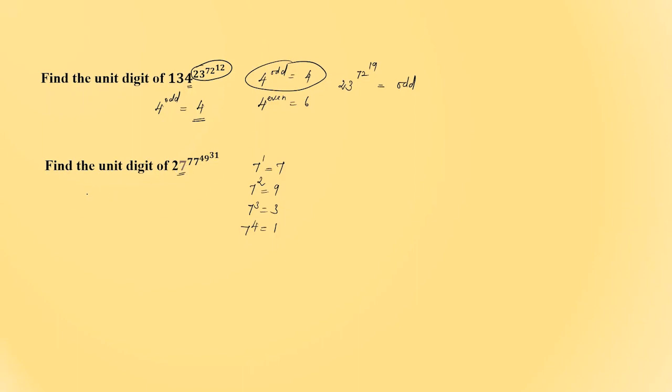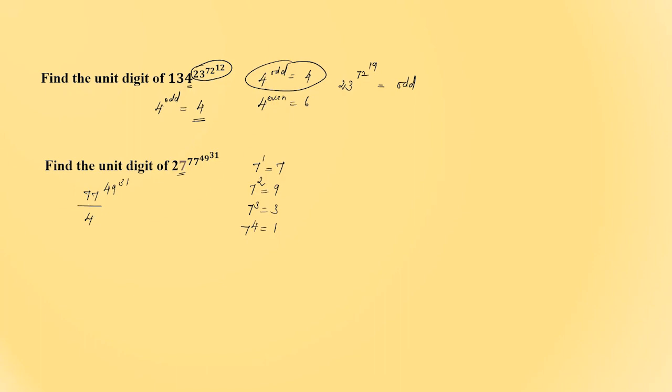So I take the power, first of all, 77 to the power 49 to the power 31, and I divide the number by its cyclicity 4. Now 77 divided by 4. I know that 76 is a multiple of 4, right? 72 is a multiple of 4. 76 is a multiple of 4.